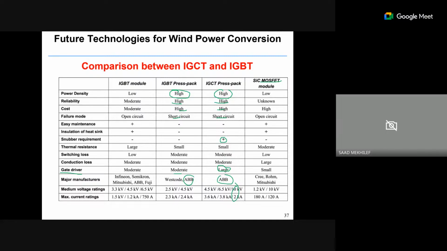It is very clear that IGCTs can handle high power, but they have some disadvantages in terms of gate drives and so on. So we find both of them in industry; both are used. Most of the power electronics in wind turbines is IGBT based, rather than IGCTs.